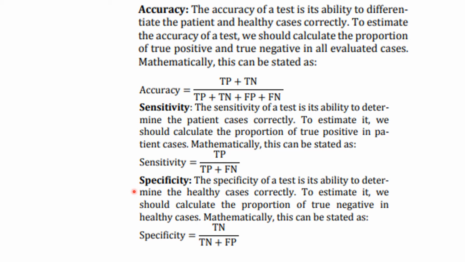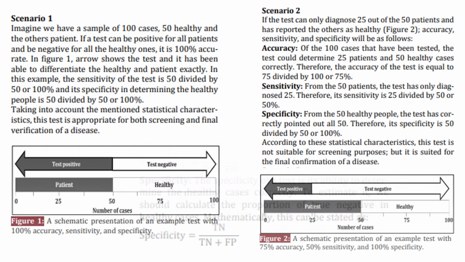Specificity. The specificity of a test is its ability to determine the healthy cases correctly. To estimate it, we should calculate the proportion of the true negative in healthy cases. Mathematically, this can be stated as specificity is the true negative divided by true negative plus false positive. Let's look at some examples.